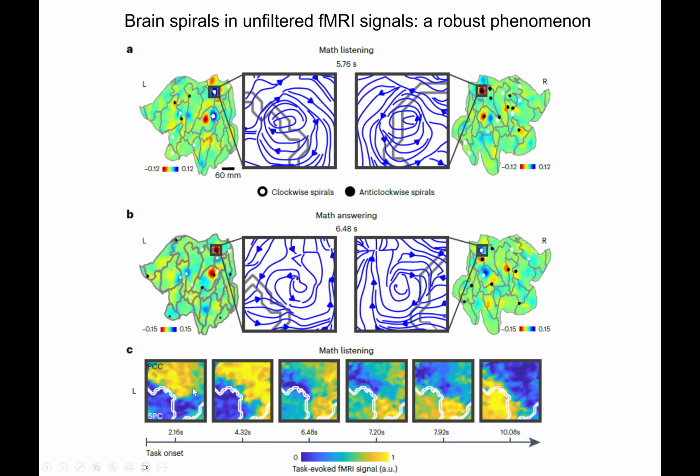And also we looked at the original signal by doing min-max normalization. As you can see, this is the original signal without any filtering. You can see this sort of rotational structure around the center. Again, this additional analysis suggests that the spirals are robust phenomena.